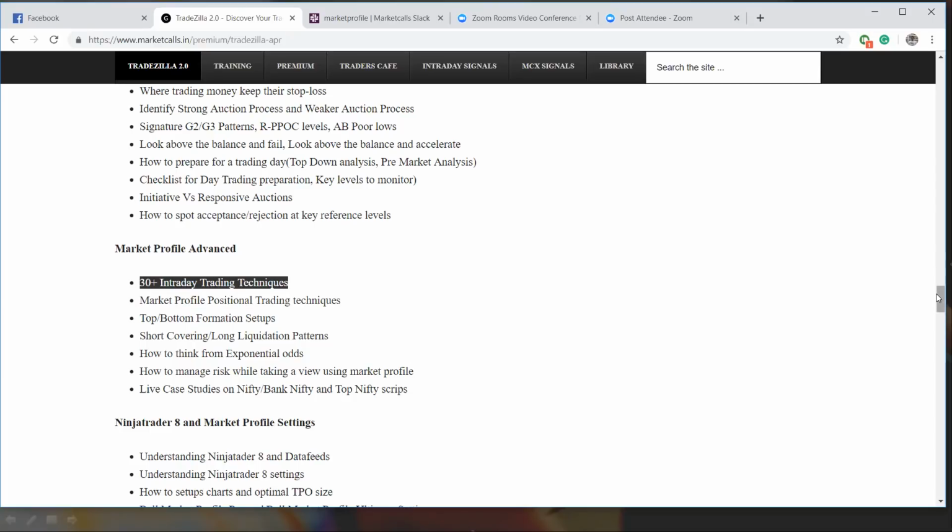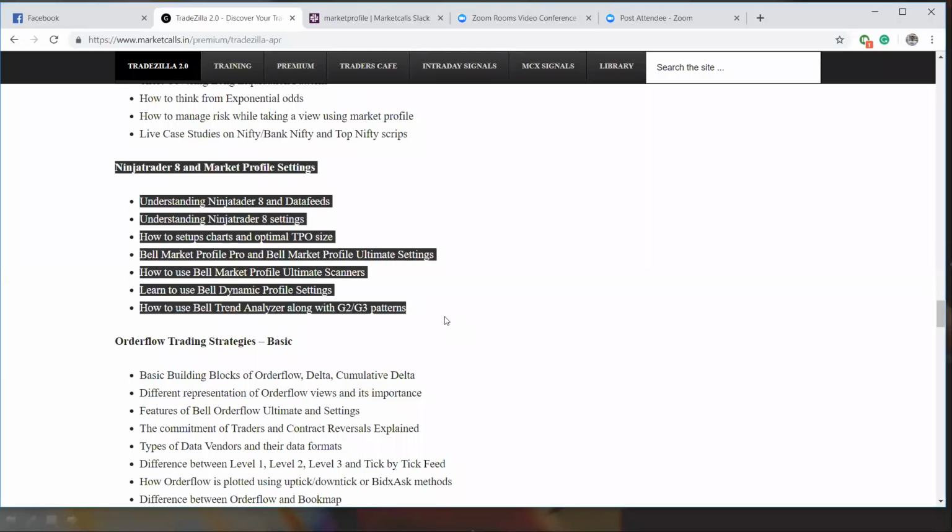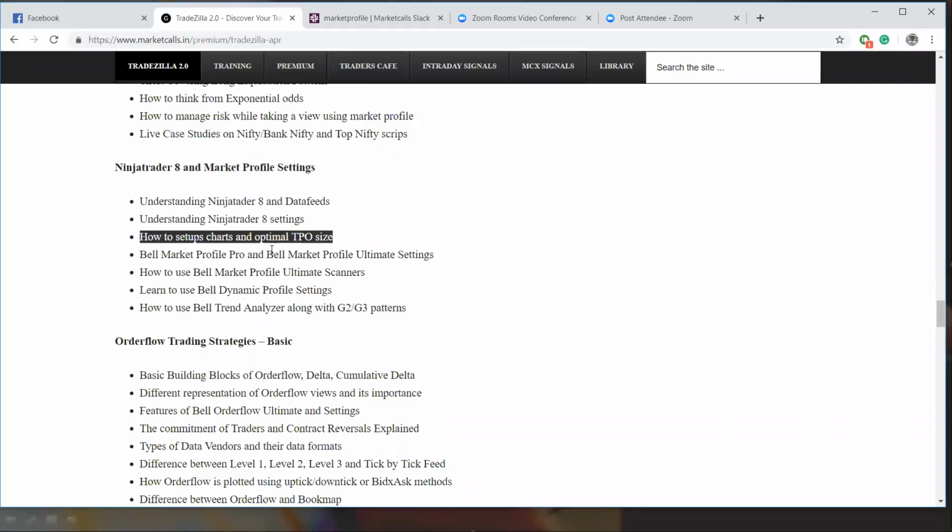And we also organized a session on NinjaTrader 8, because from past experience we learned that people also want to learn NinjaTrader 8 as a platform, and they want to know how to do the profile settings, how to set the TPO size. They want to know the indicator settings, the scanner settings, the dynamic profile settings. There are many settings people want to know about, and how to use the Bell Trend Analyzer with G2, G3 patterns. And this is only about market profile.